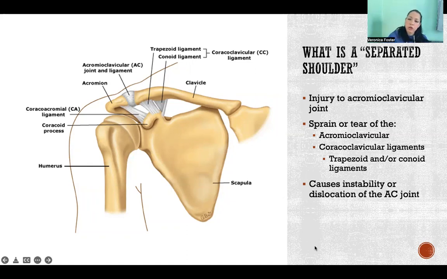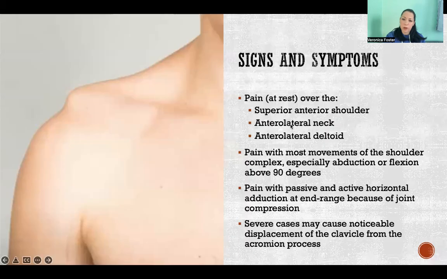It can include sprain or tear of the acromioclavicular ligament or the coracoclavicular ligaments, either or both. Usually it includes the AC ligament, and in more severe separations, it can also include the CC ligament. In either case, a separated shoulder causes instability, and it can even lead to dislocation of the AC joint depending on the severity.